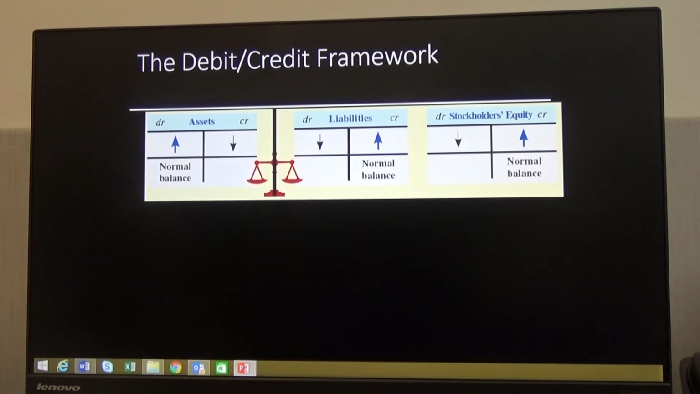That means transactions that increase liabilities would be entered with credit entries, right side entries, and transactions that decrease liabilities would be entered with debit entries. And then same thing with stockholders' equity. They will have a credit balance as their normal balance. Their values will increase with credit entries and will decrease with debit entries.